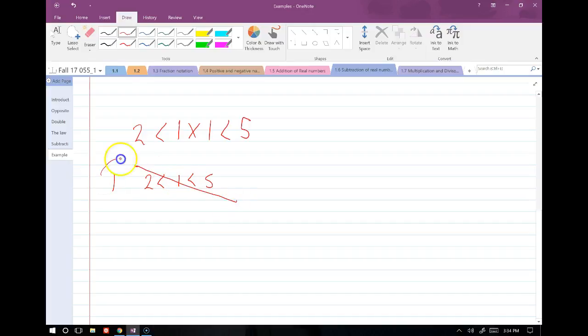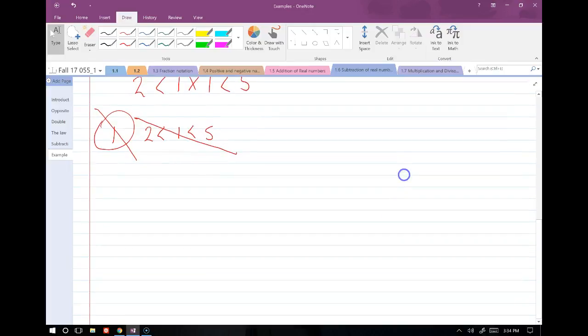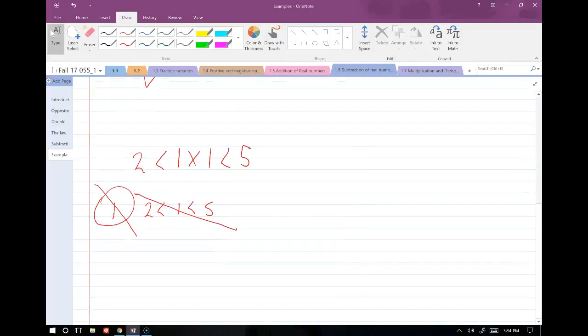So this one's not true. So one is not a solution, right? What about two? What's the absolute value of two? If two was in place of x, would that make this true? Nope, because this is not a less than or equal sign, it's just a less than sign. What about three? What's the absolute value of three? It's three, right? So two is less than three is less than five. That's true, right? And so three is one of our integer solutions.